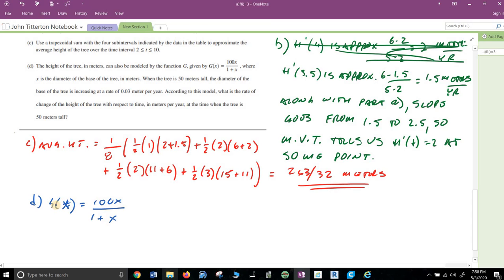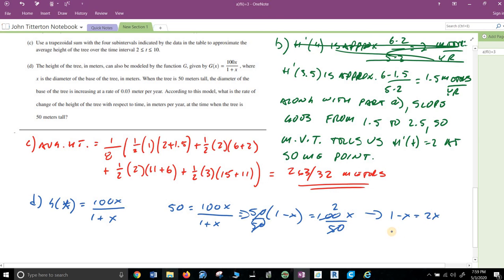Well, that means that we need to find out g of t here. G of x equals 50, so they give us that height. 50 equals 100x over 1 plus x, cross multiply. 50 times 1 plus x equals 100x, divide by 50. 1 plus x equals 2x. I feel like I've made a mistake. That is indeed a plus. So 1 equals x. So this is at t equals 1.